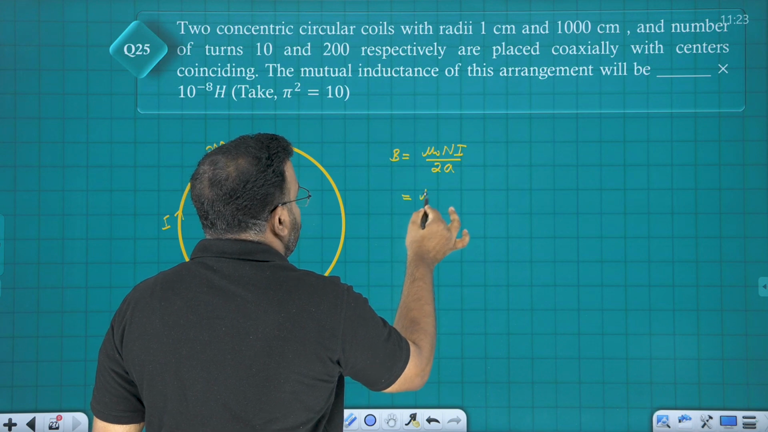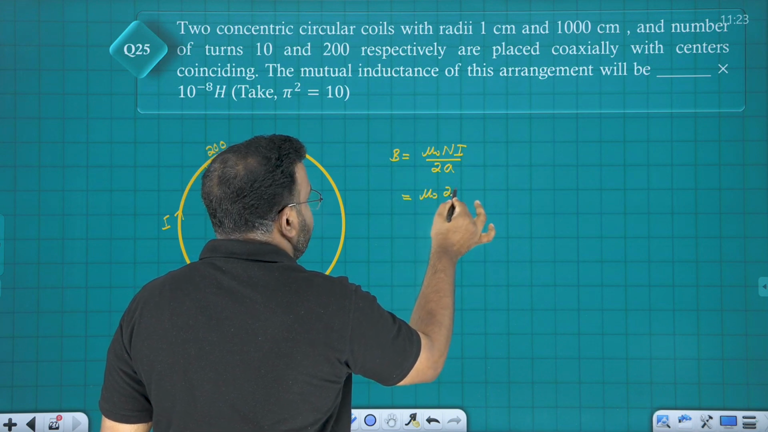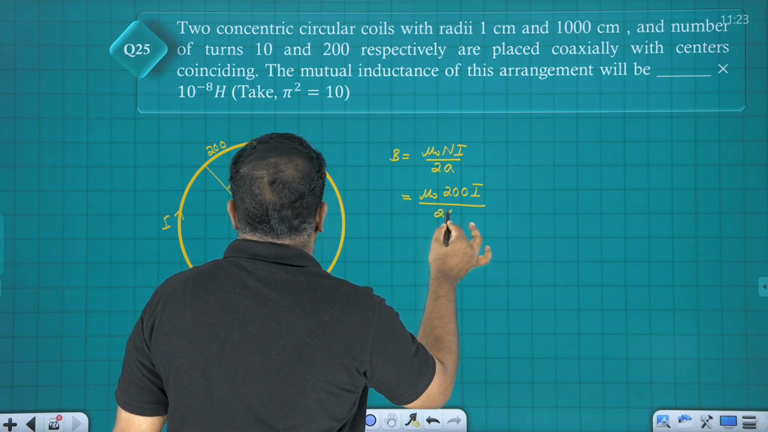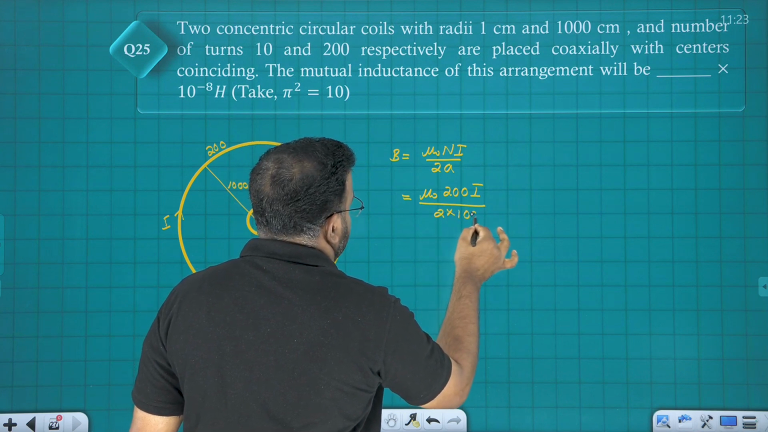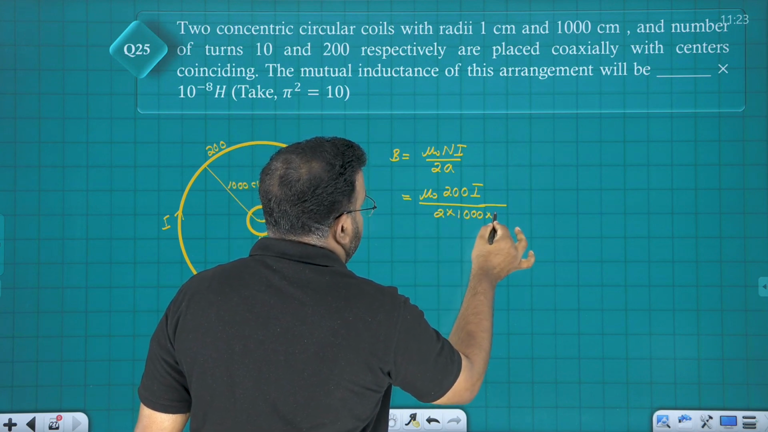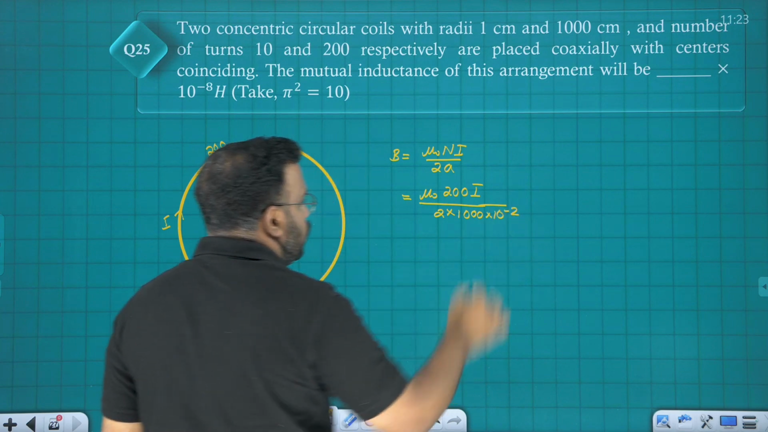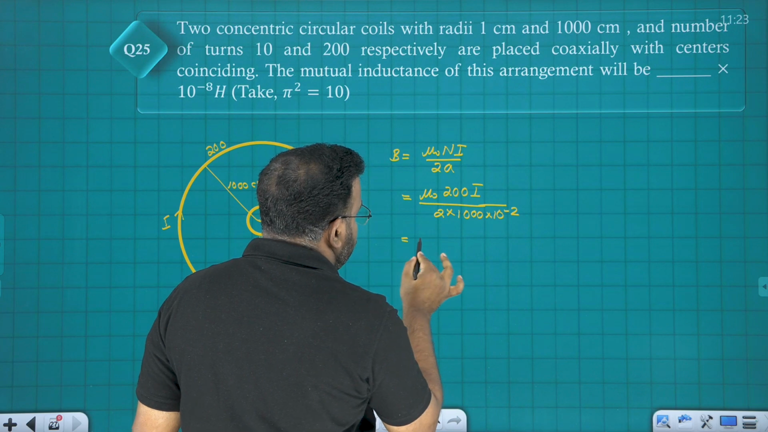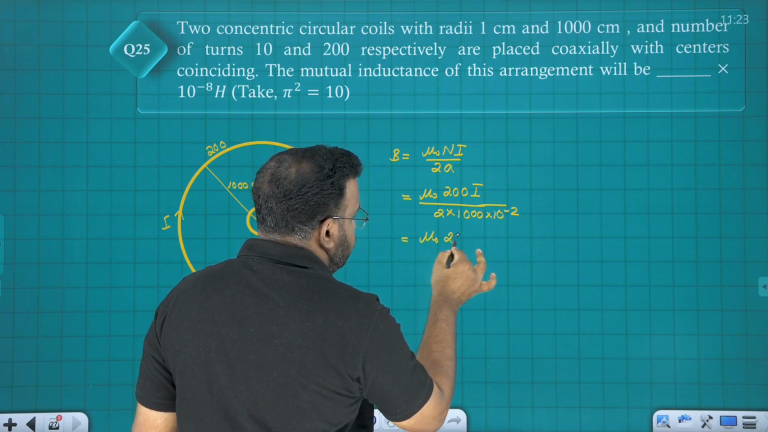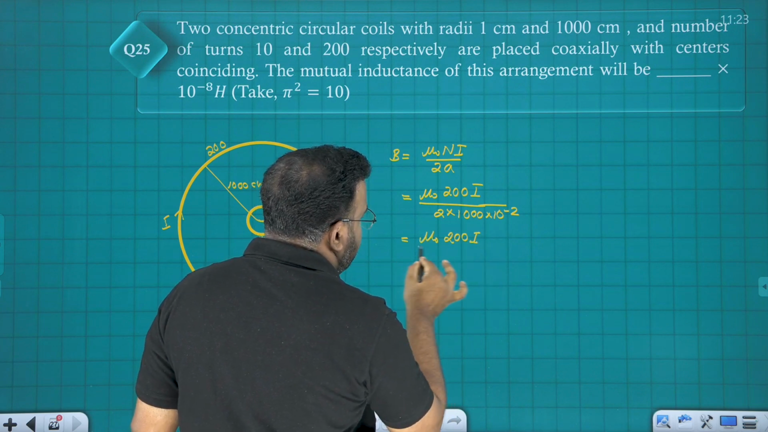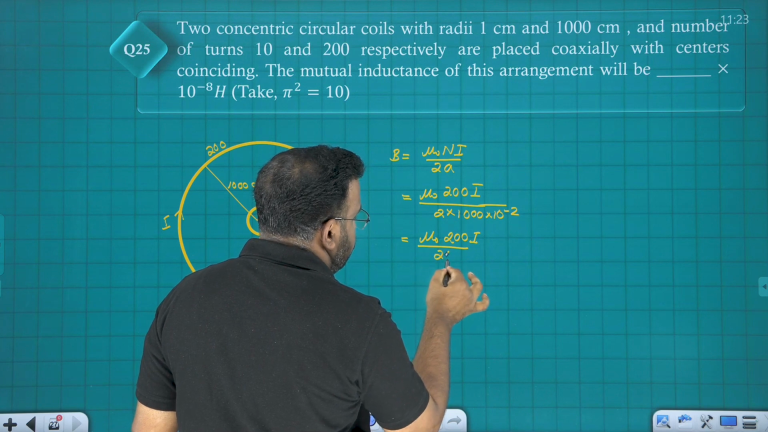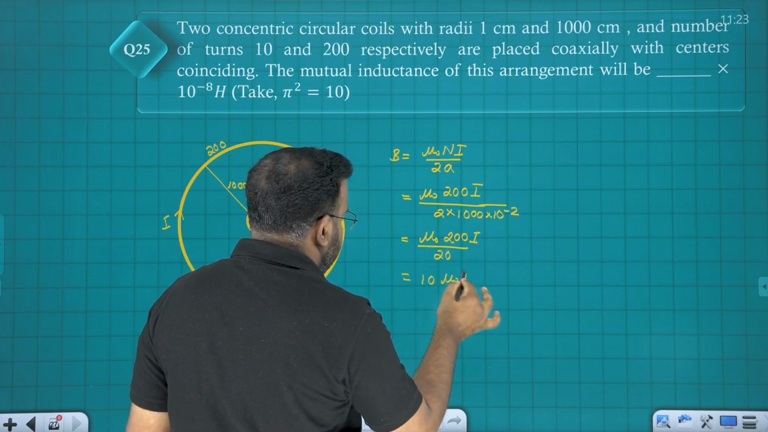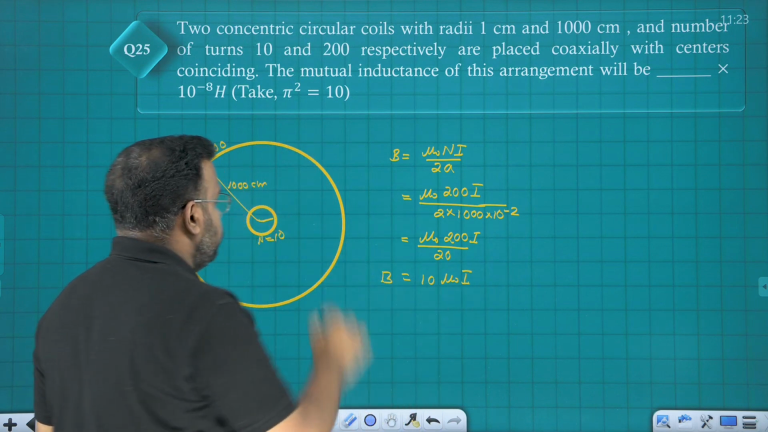So we get mu naught N is 200, I divided by 2 into, what is the radius? 1000 centimeters. So 1000 into 10 to the power minus 2. Okay. So we get this as mu naught into 200 I divided by, this will become 20. So 10 into mu naught I is B value. Okay. This is B equation.